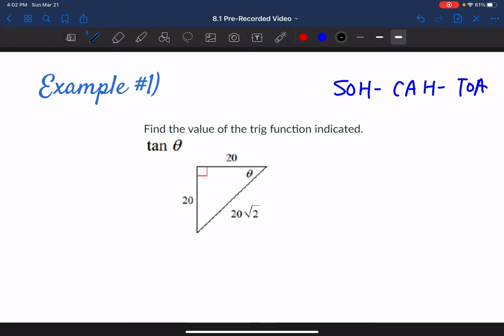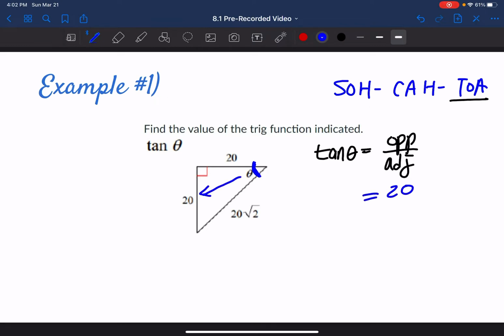I have to find the tangent. Remember SOHCAHTOA? If you don't remember, always write down SOHCAHTOA, so tangent is basically opposite over adjacent. So let's take a look. My theta is where? Theta is right here. So you guys have to use the given angle. So tangent theta, I need the opposite side. So my theta is here. So the opposite side is 20, right?